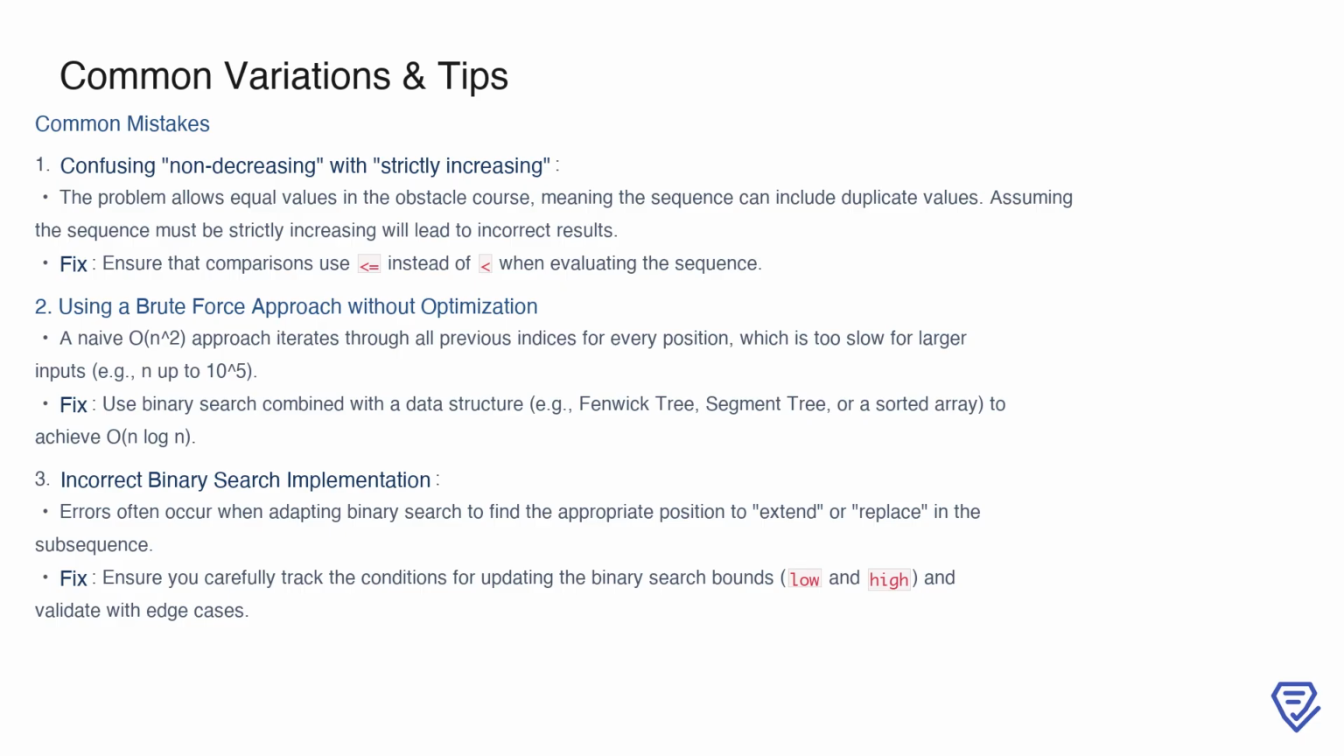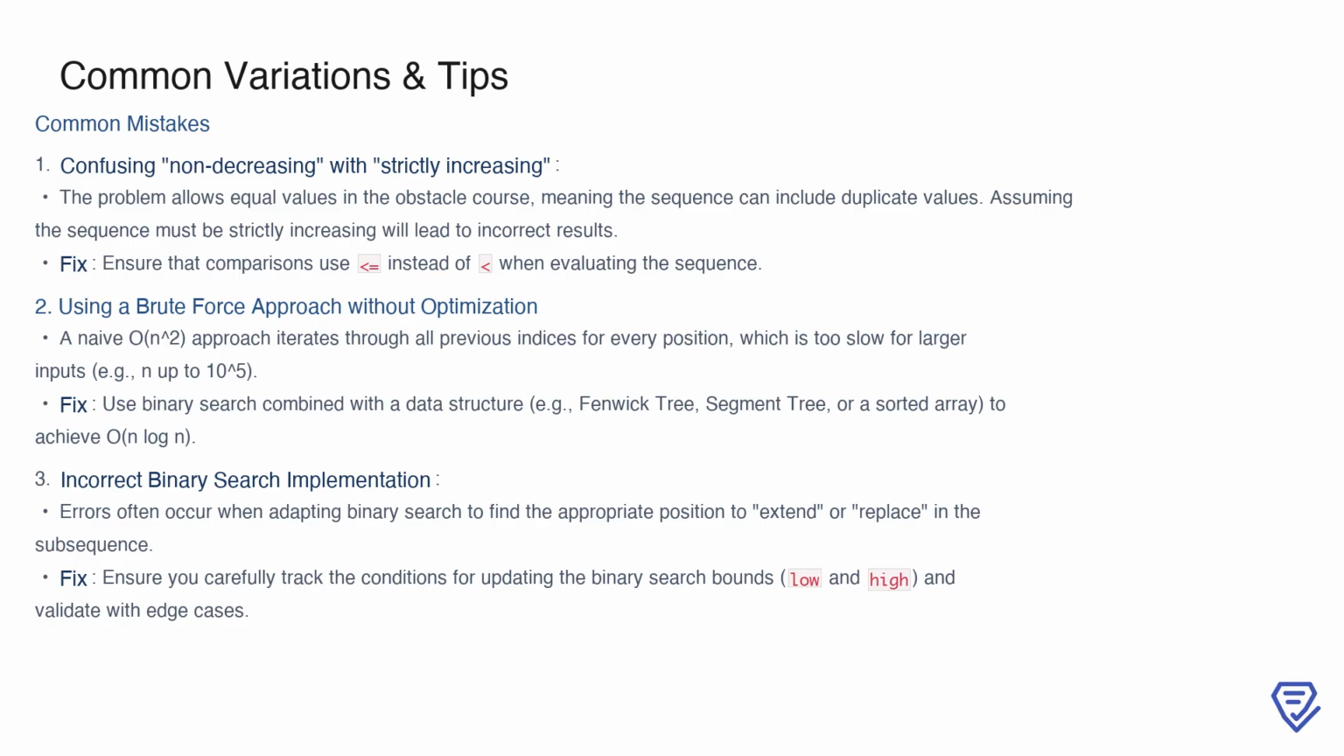Another frequent pitfall is relying on a brute force approach. Iterating through all previous indices for every position results in an inefficient O(n squared) solution, which becomes impractical as the input size grows. Instead, you should use binary search combined with a data structure like a Fenwick tree, segment tree, or sorted array to reduce complexity to O(n log n).